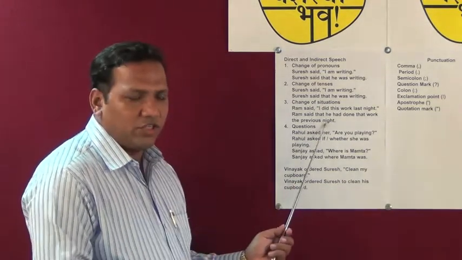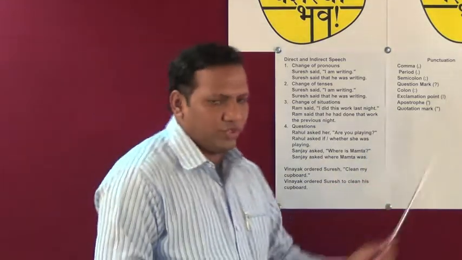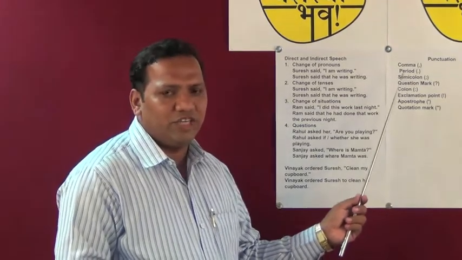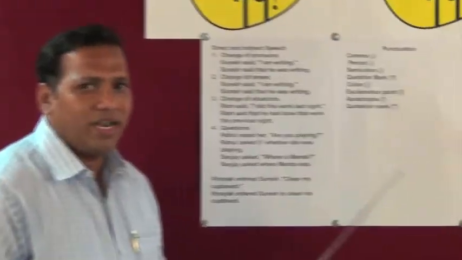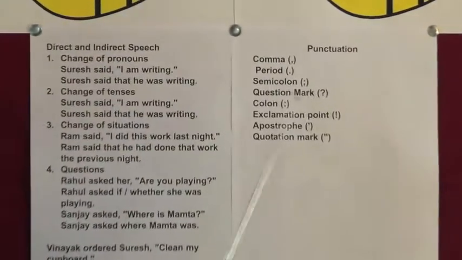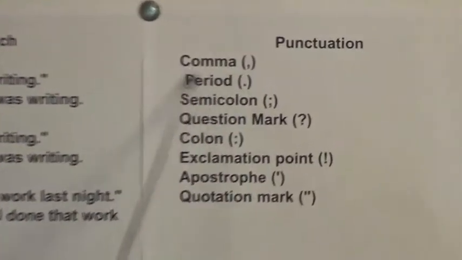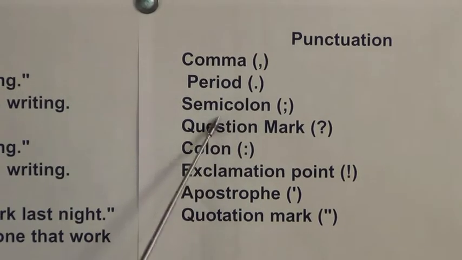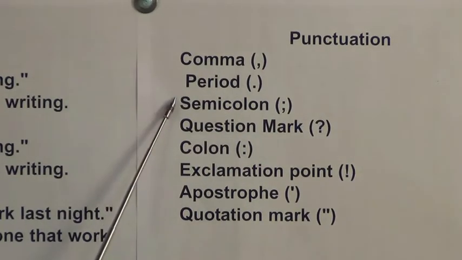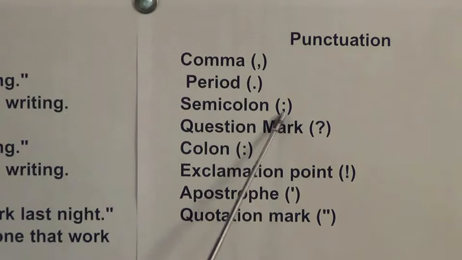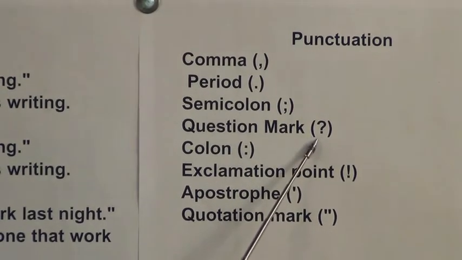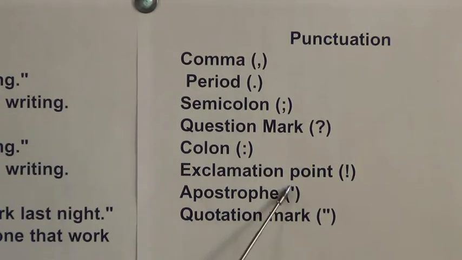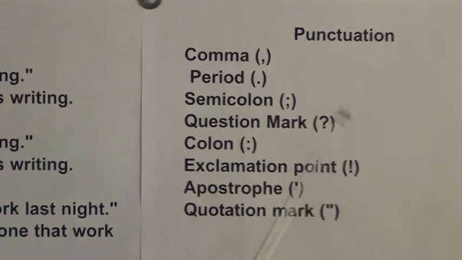So this was the fourth topic, and the last topic, that is punctuation. For punctuation, you may not need to remember all these rules, but at least you must remember the names. For example, this mark is called a comma. Usually this is called a full stop, but in correct English it is called a period. Then this is a semicolon, and the question mark you are very familiar with. This is a colon, this is an exclamation point, this is an apostrophe, and a question mark.